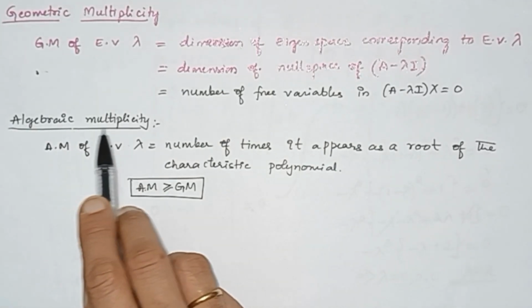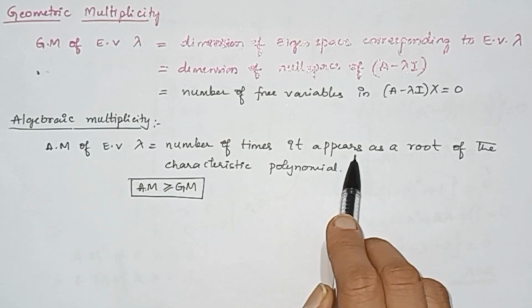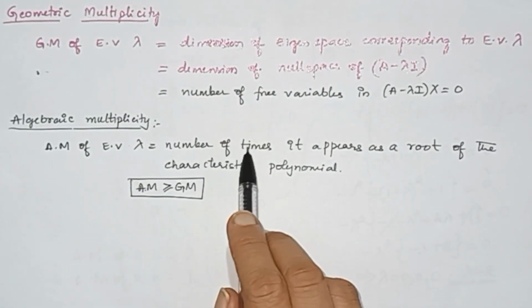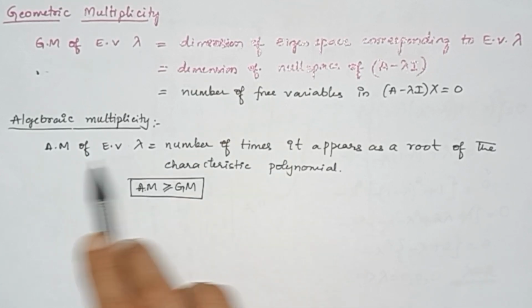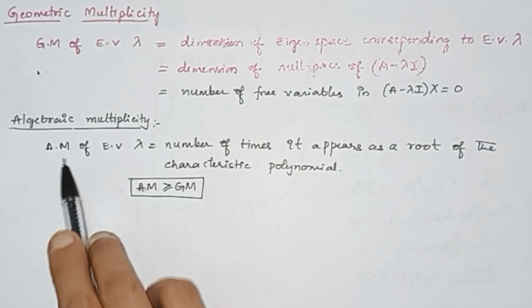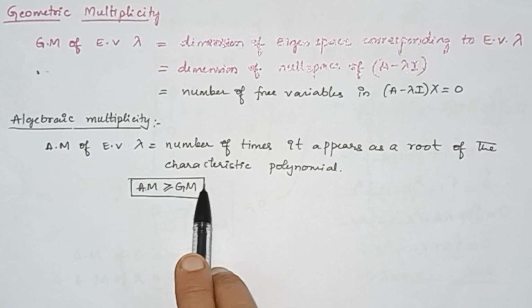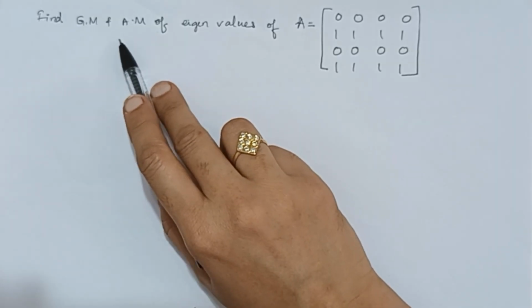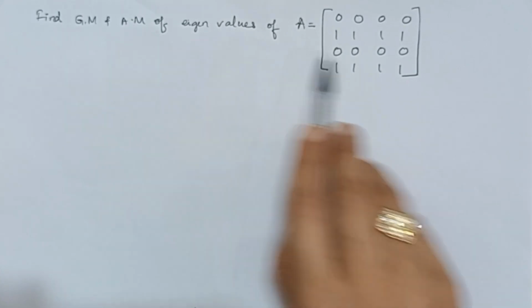Similarly, algebraic multiplicity of an eigenvalue lambda is the number of times it appears as a root of the characteristic polynomial. How many times the root is repeated in the characteristic polynomial, that is called algebraic multiplicity. And algebraic multiplicity is always greater than or equal to geometric multiplicity. Let us solve a few problems to understand the concept. Find geometric multiplicity and algebraic multiplicity of eigenvalues of this matrix.